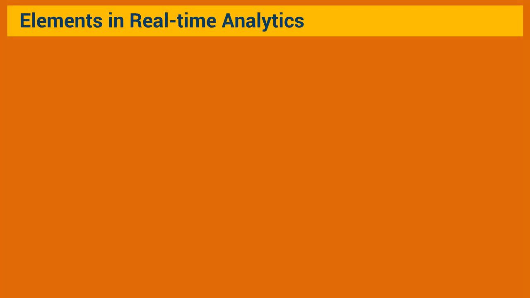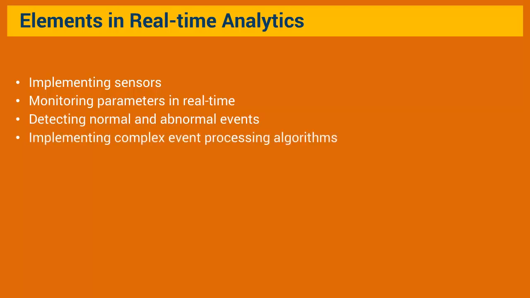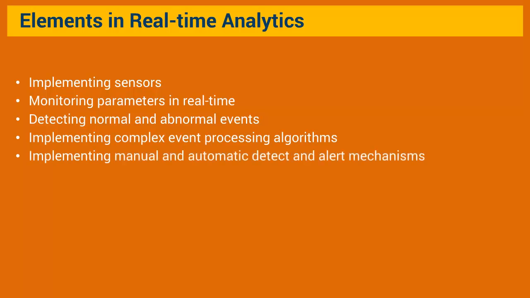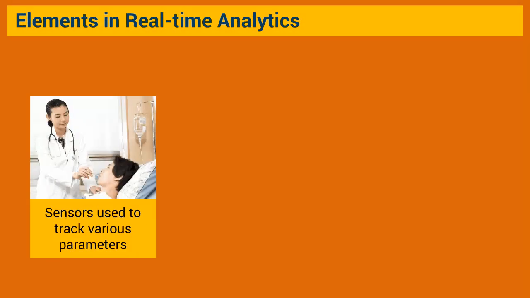Having seen some examples of real-time or streaming analytics, let's understand the elements in real-time analytics. Elements in real-time analytics include sensors, monitoring of parameters in real time, ability to detect normal and abnormal events in real time, event processing algorithms or event handling rules, reporting and visualization, and threshold values. First are sensors. Sensors help detect various parameters in real-time data. For instance, thermometers help measure the temperature of a patient.